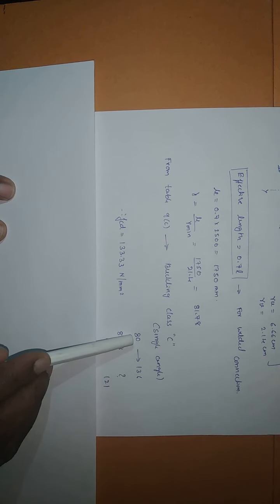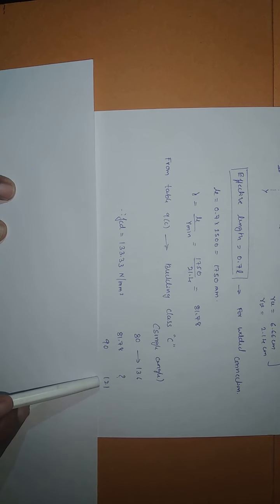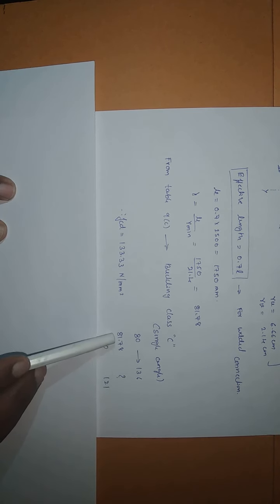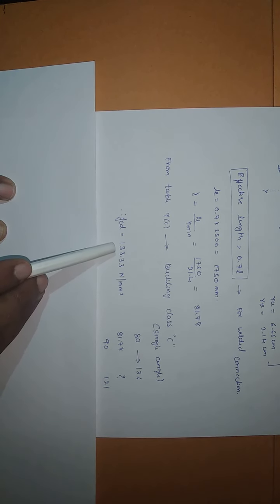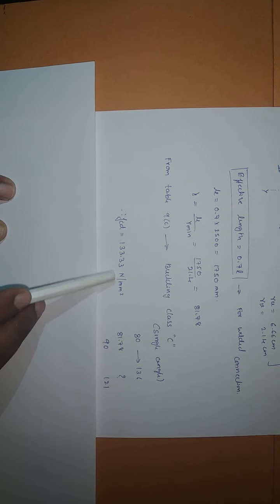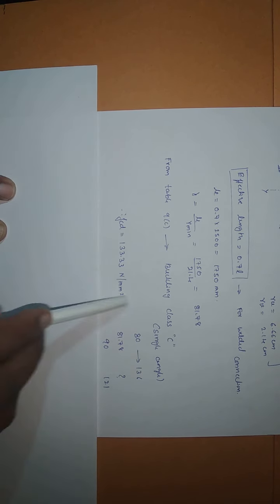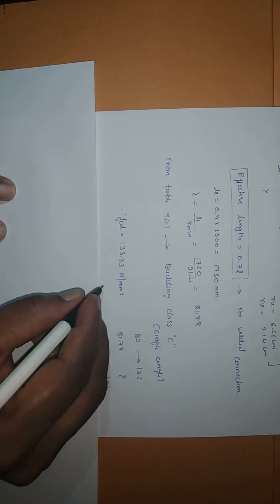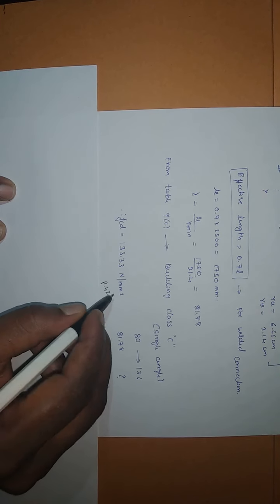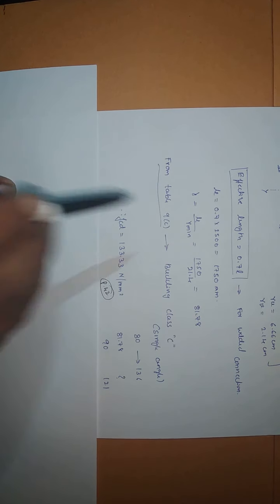For 80, the FCD value is 136, for 90 the FCD value is 121. We have to find it out for 81.78. By using the method of interpolation, we will get FCD equal to 133.33 Newton per millimeter square for 81.78 lambda. This is the final value of FCD. This one we have to calculate by using the method of interpolation. It is given on page number 42 of the IS 800-2007 code book. We have to refer to table number 9C.